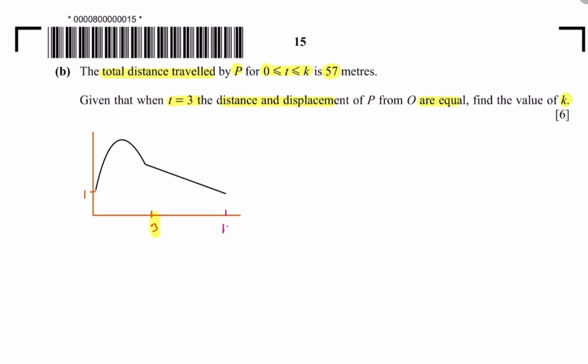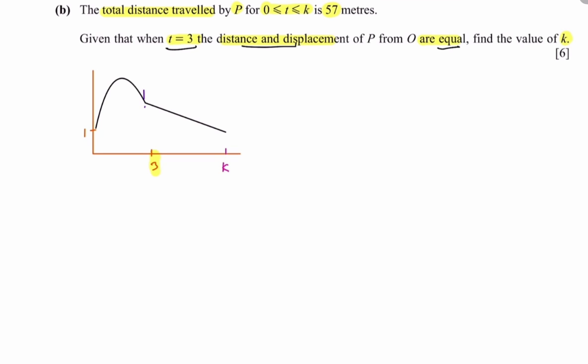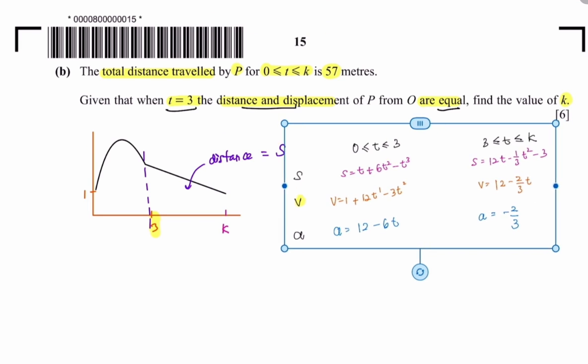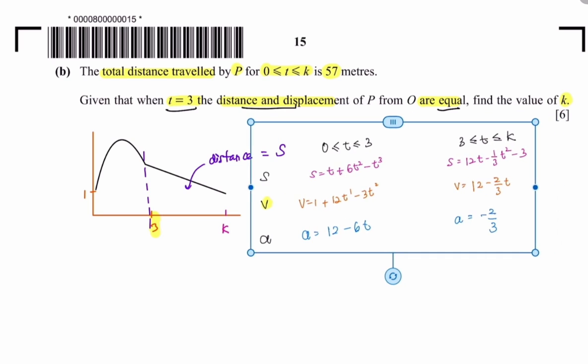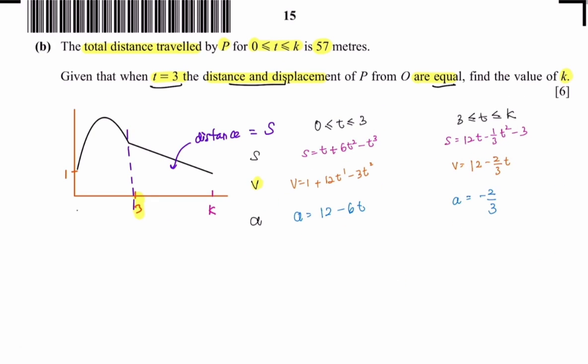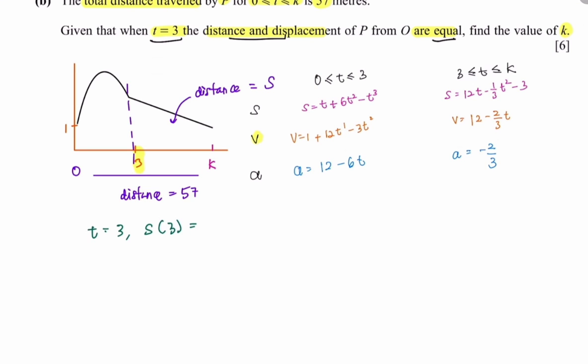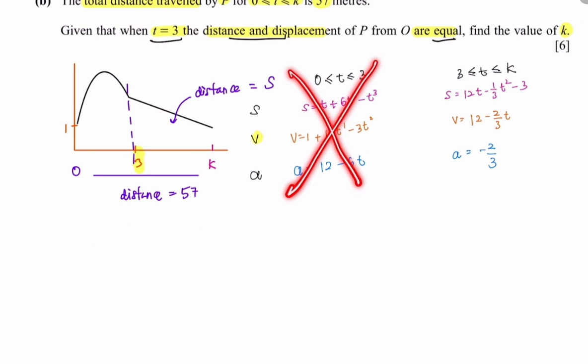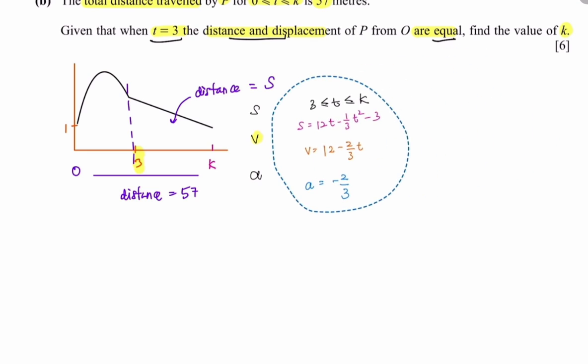K is over here. We will only be looking at this part right here where T is equal to 3. This is where the distance is equal to the displacement. Bring every piece of information that I have from the previous question. 57 is from 0 to K, 57 meters. We're not going to use this because this only applies after 3. So let's erase that. We will only be using this part right here.